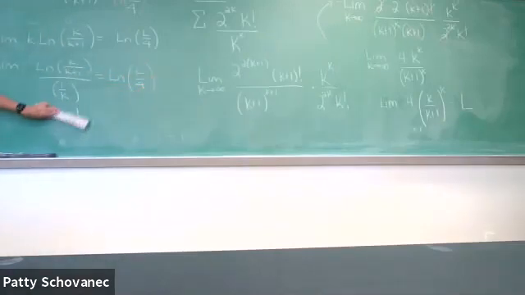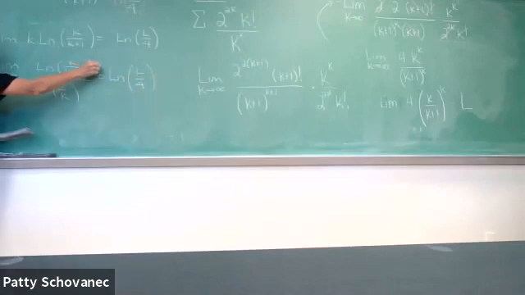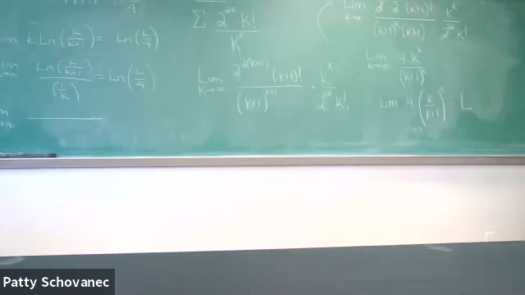Now it has the right form for me to use L'Hopital's rule, because as k goes to infinity, the natural log of 1 is 0, and 1 over infinity is 0. So now I can use L'Hopital's rule. Take the derivative of the top and divide it by the derivative of the bottom. On top, I take the derivative of the log of u by writing 1 over u times u prime. So 1 over u gives me (k plus 1) over k.